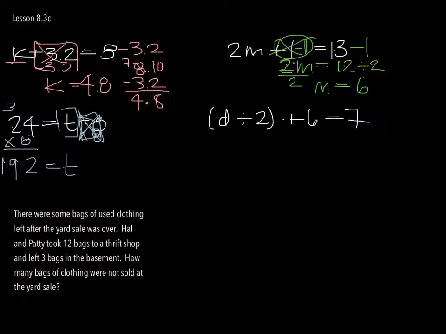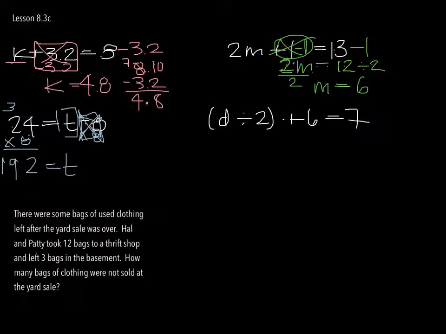Alright, now we have the quantity, and I say the quantity because that's what it means when we put something in parentheses, the quantity. Okay? The quantity d divided by 2 plus 6 is equal to 7. Well, the first thing we can do, and we can do this independently, is we have to get rid of the plus 6.